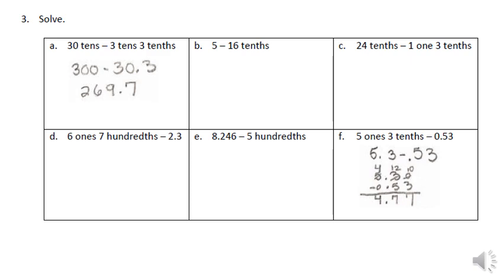All right. Now 3A, as you see, this says 30 tens minus 3 tens and 3 tenths. So if you're writing this, 30 tens equals 300, minus 30.3 tenths. And I'm going to write this over here just so I have room. So I'm going 300, and I know there's a decimal point right here, and I'm subtracting 30 and 3 tenths.